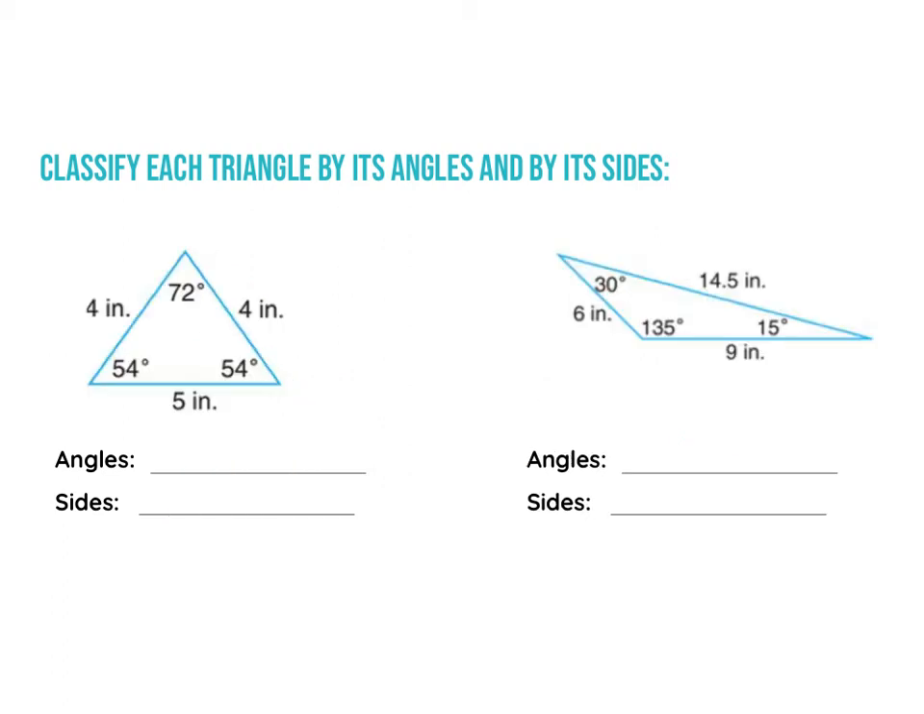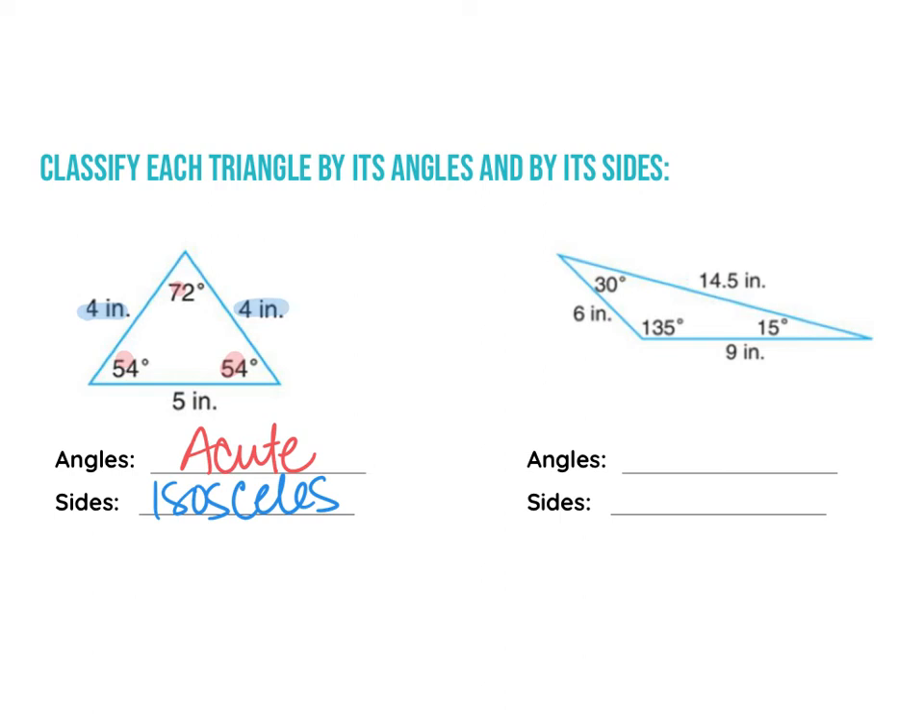All right, next one, if we look at angles, we have a 54, a 54, and a 54. Those are the same. The 72 is different, but what I know about all three of them is that all three are acute, making that an acute triangle. When I look at the sides, I see a 4-inch and a 4-inch. That 5-inch is different, so again, two congruent sides, that's isosceles. So that would be an acute isosceles triangle.